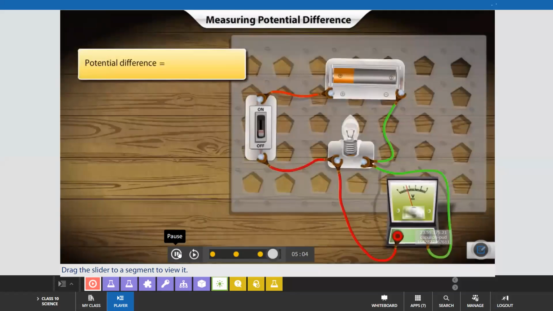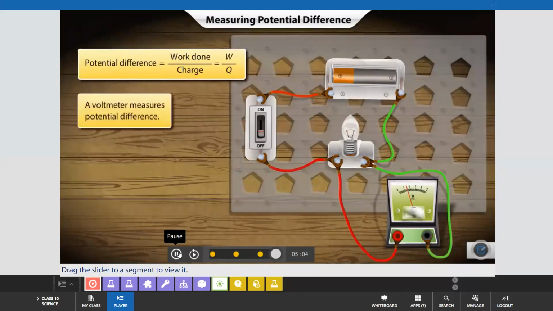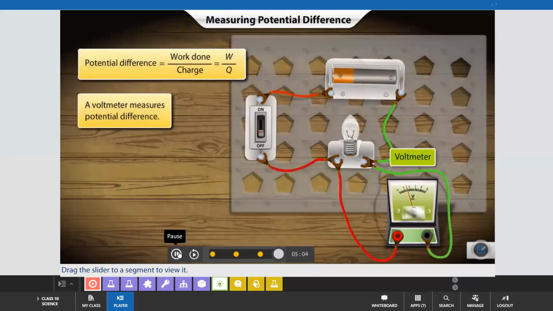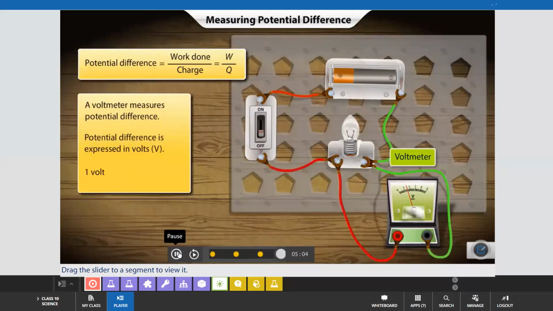Potential difference is defined as the work done to move a unit charge from one point to another. To measure the potential difference across any two terminals in a circuit, just connect a voltmeter in parallel across the two terminals. Express potential difference with the unit volt. 1 volt of potential difference is equal to 1 joule of work done to move 1 coulomb of charge.